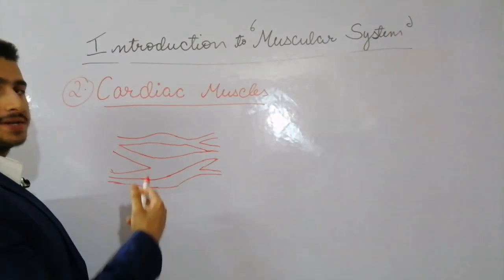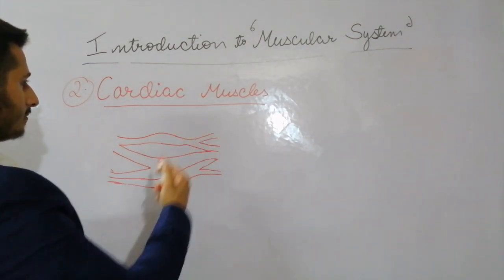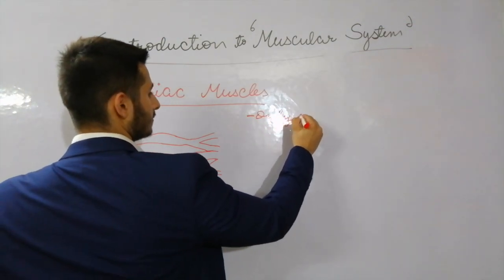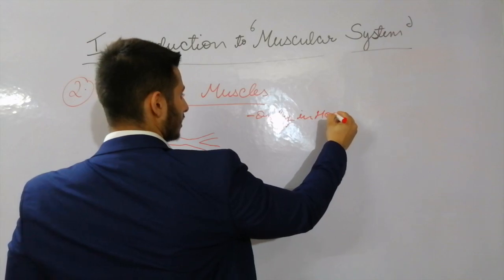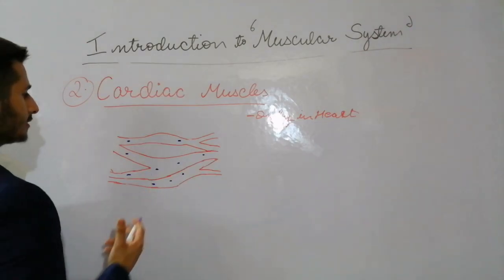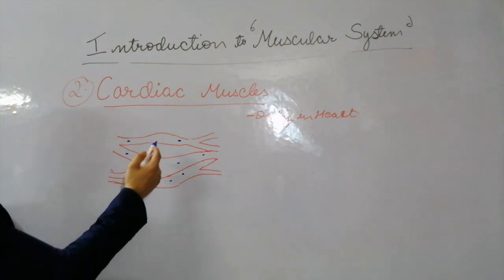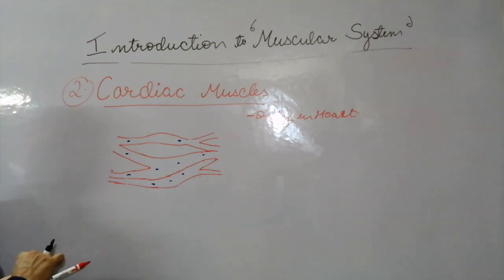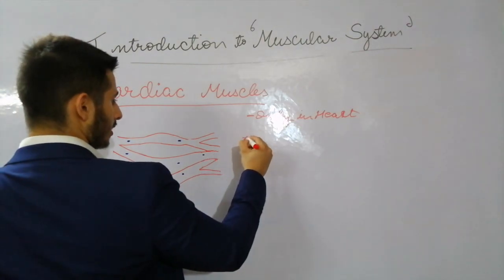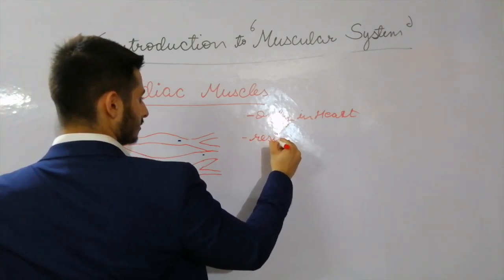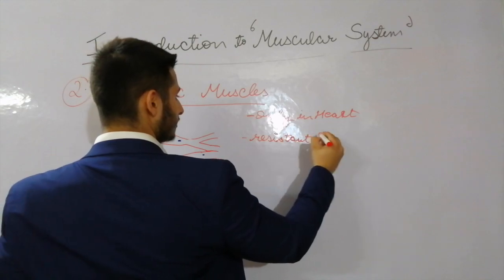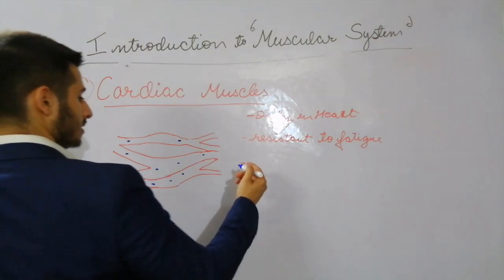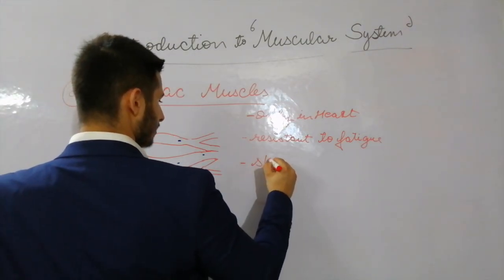If we move on to the second category of the muscles, that is the cardiac muscle. Now this muscle is found only in myocardium, that is the heart. These muscles are a branching network of individual cells that are linked together electrically and mechanically. They are resistant to fatigue. The cardiac muscles are striated.